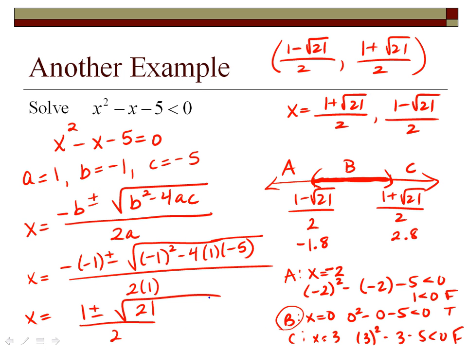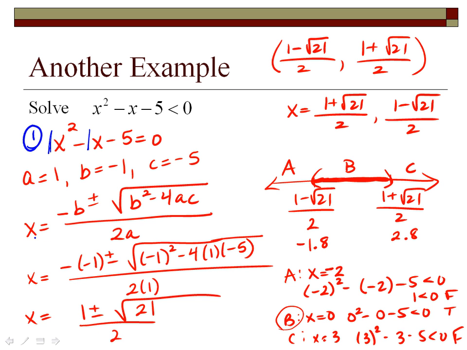Here's another example. X squared minus x minus 5 is less than 0. The first thing is you solve the equation, x squared minus x minus 5 is equal to 0. Well, unfortunately, this one doesn't factor, so I have to use the quadratic formula, with a being 1, b being negative 1, and c being negative 5.